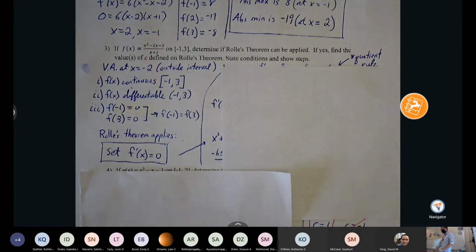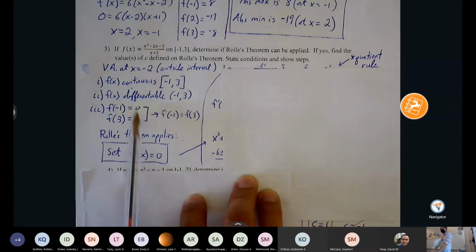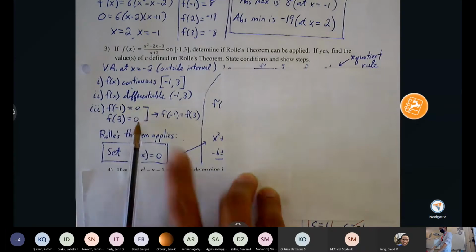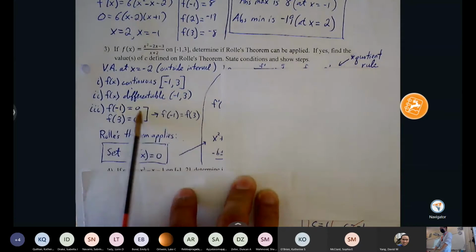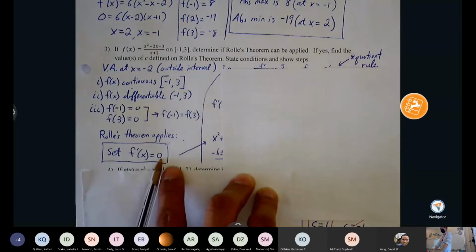Okay, the important thing is that these are the same what? Same values, right? Do they have to be zeros? No. So what if these are both 4s? Still 0, right? I'm still going to set f prime equal to 0.